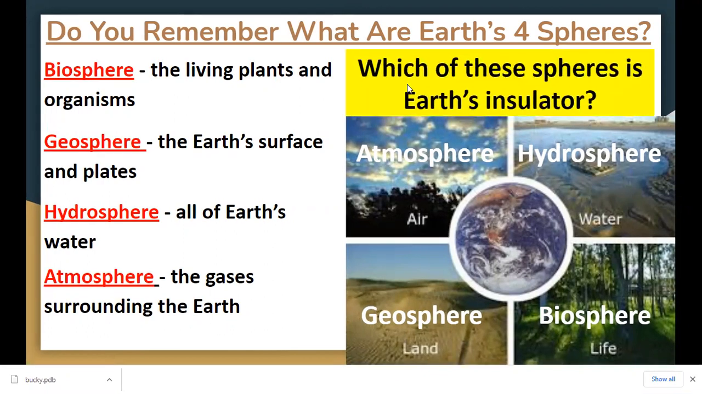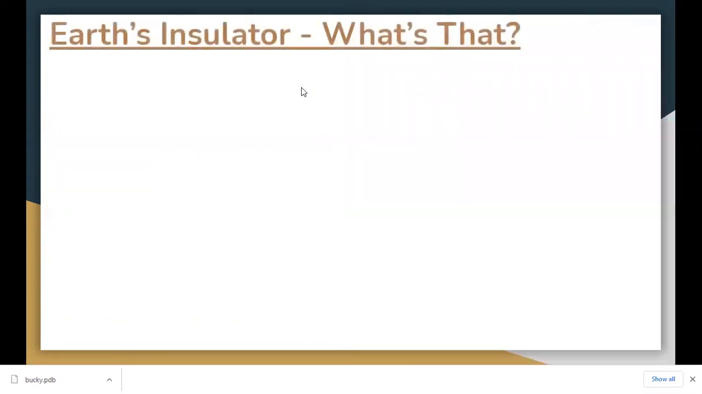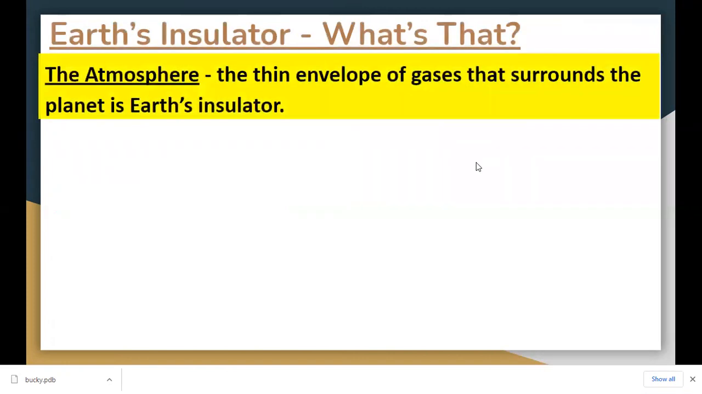Which of these spheres is Earth's insulator? Well, hint, hint, since I told you we're talking about the atmosphere, it must be the atmosphere. So if you said that, you are correct. Okay, Earth's insulator, what's an insulator? If something insulates something, it keeps it hot or it keeps it cold, right? The atmosphere is the Earth's insulator. It is the thin envelope of gases that surrounds the planet.